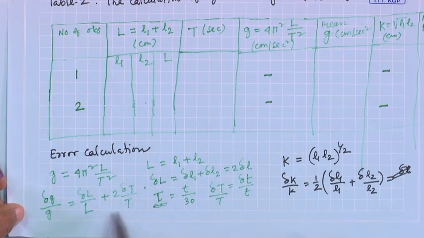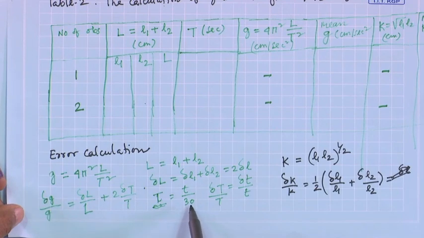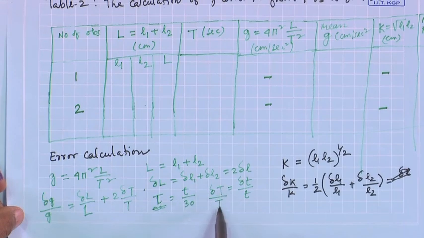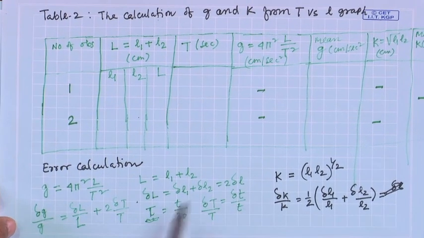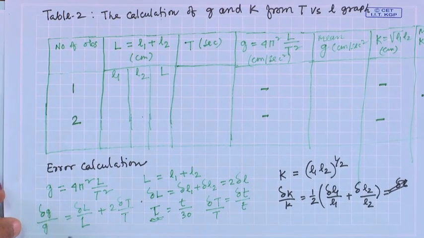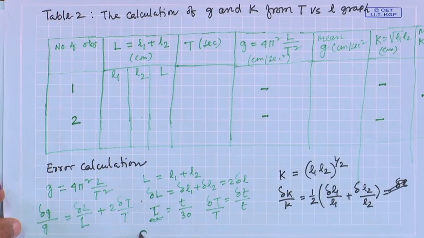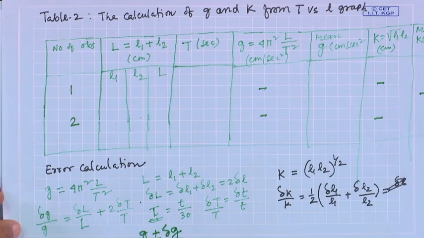Similarly, T you are not measuring directly, you are measuring the time t for 30 oscillations. One can write N in general, but we have taken 30 in our experiment. So, delta T by T will be delta small t by T. That will be the error on this G value, we have to find out delta G. Then the result will be G plus minus delta G. That will be your result.